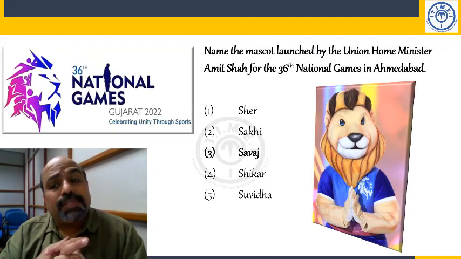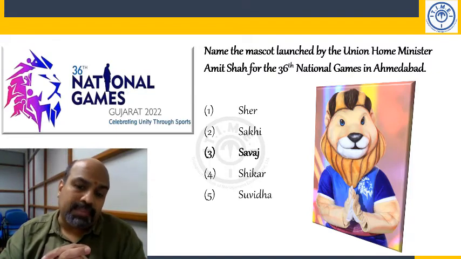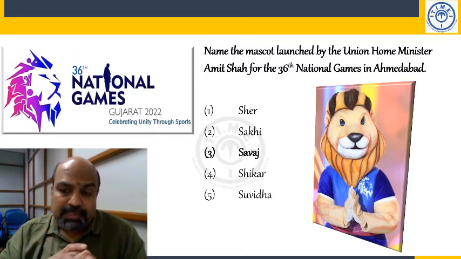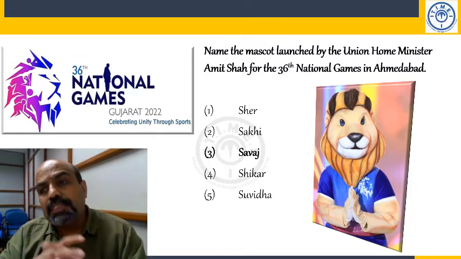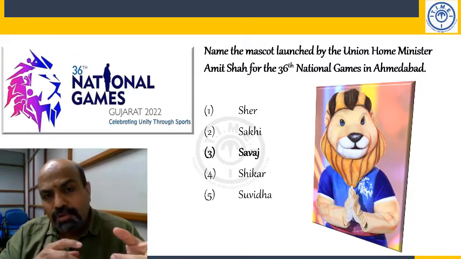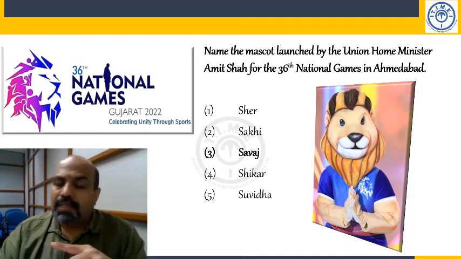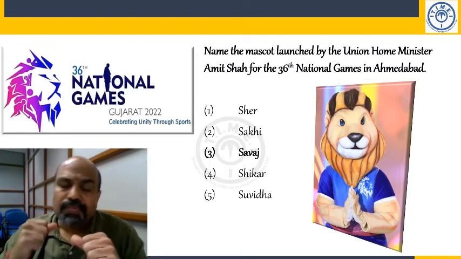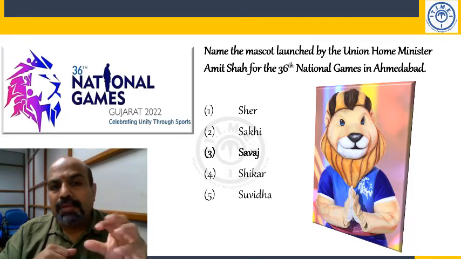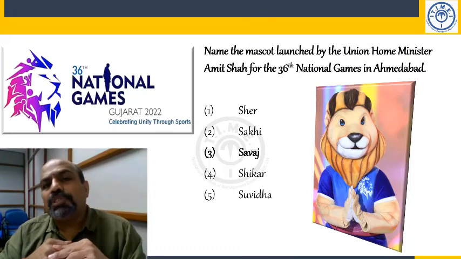Name the mascot launched by the Union Home Minister Amit Shah for the 36th National Games in Ahmedabad. Savaj. Savaj means cub. Cub means the young of a lion. You see that logo there? Or if you want to write a little bit about the 36th National Games in Gujarat, you could write this. 36th National Games. Underline that. First one, Host: Gujarat State.